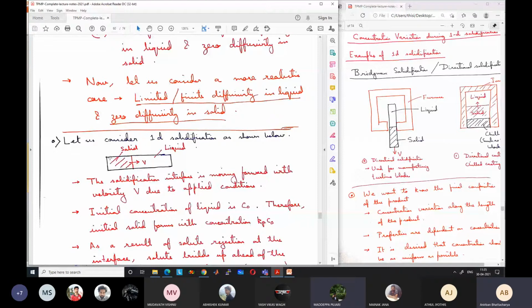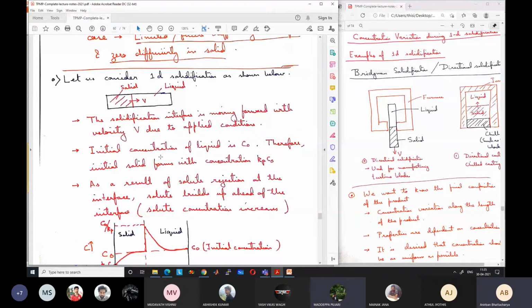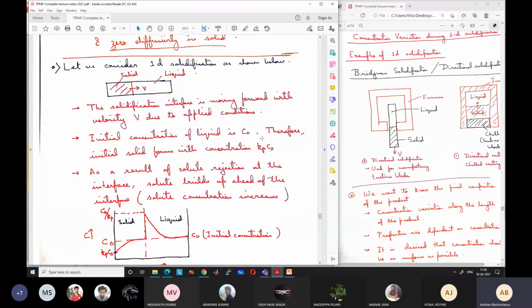And we have a binary alloy, a mixture of two components with initial concentration C0. To summarize, the solidification interface is moving forward with velocity v due to applied conditions. The initial concentration of the liquid is C0. Therefore, the initial solid forms at Kp times C0 concentration.